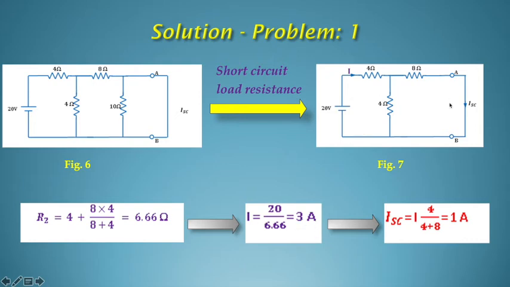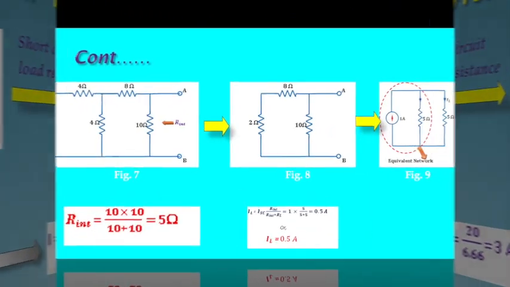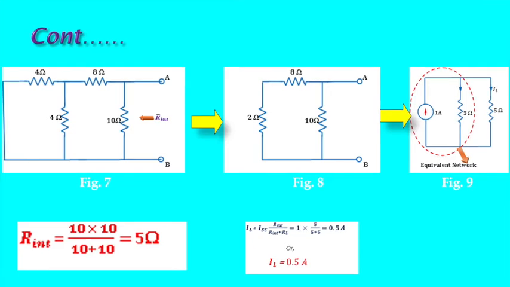Then the short circuit current, using the current divider rule, is I, the total current, into 4 ohm divided by 4 plus 8 ohm. Then we get 1 ampere. Now the short circuit is removed and the independent source is deactivated as shown in the circuit diagram. Then calculate Norton's resistance or internal resistance.